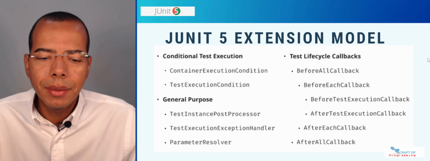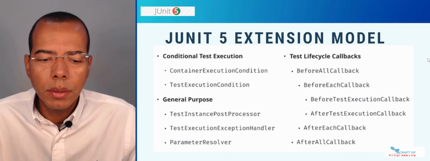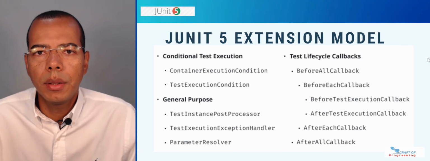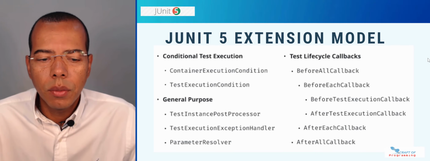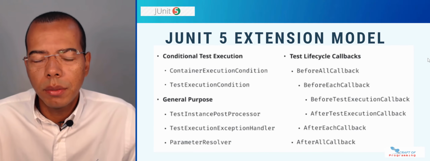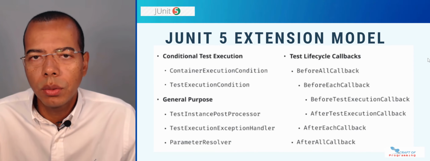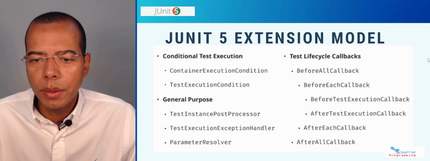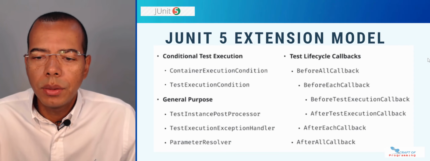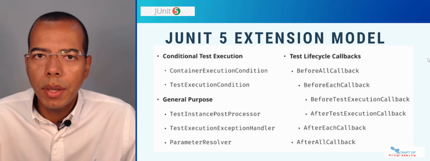The general purpose test instance post-processor is the behavior or callback that is called after a specific instance of a class is created. Test execution exception handler is basically a callback or handler for exceptions that are thrown by any test. And parameter resolver, as the name implies, is a mechanism for you to customize the parameters that you can inject onto a JUnit 5 test method. And the test lifecycle callbacks, as you can see, are basically tied to the main lifecycle of JUnit 5, which we're going to cover.